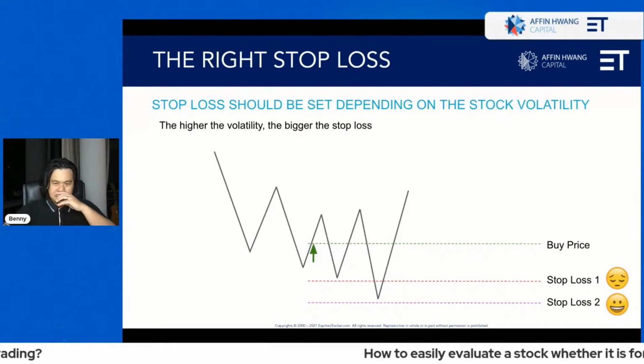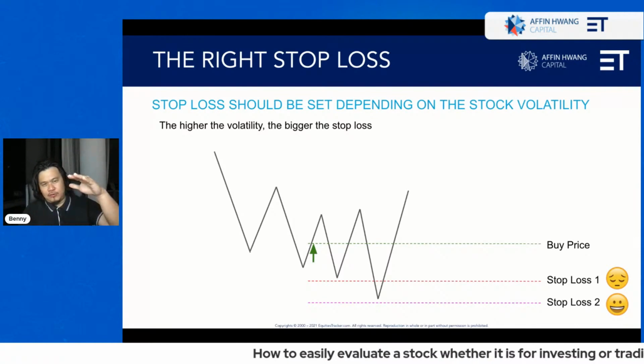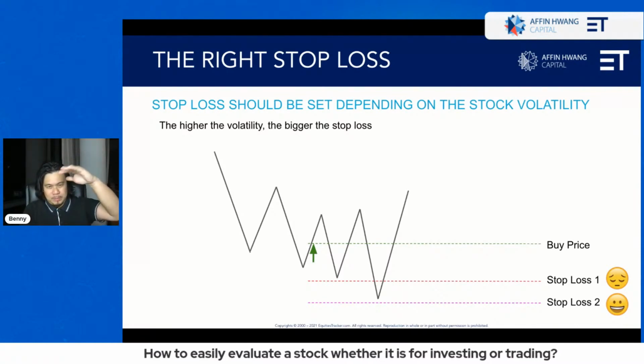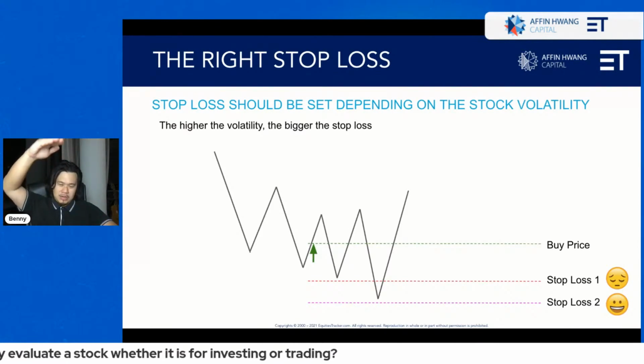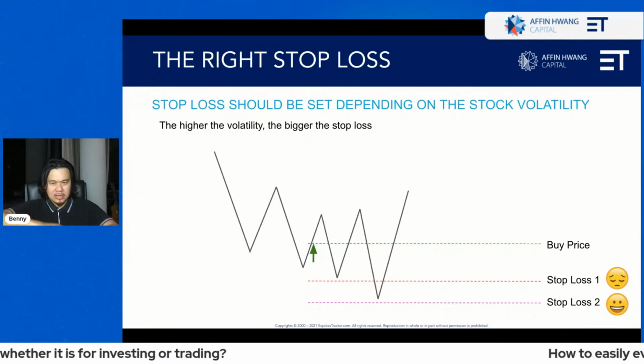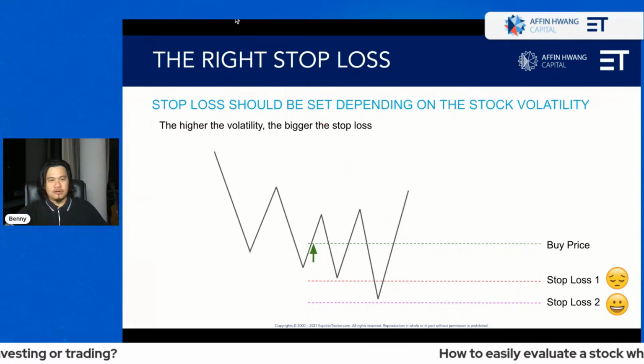All right. So we do not want to give it too big of a room, because then your risk will be too big. If you put a stop loss too low, you give it a lot of room. The moment the price comes down to this low, you're out. You're going to incur a lot of losses. That's what we do not want as well.